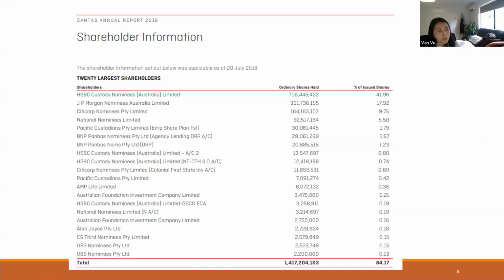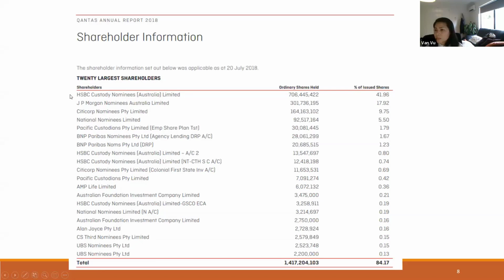The second example that I have here for our class is I took this from Qantas annual report, okay, 2018. So what we see here is the finance side of a multinational company, okay? So if we look at the shareholder information of Qantas in 2018, what do we see? So Qantas is an Australian company, okay? So the top shareholders are typically institutions, and where do they come from, okay?